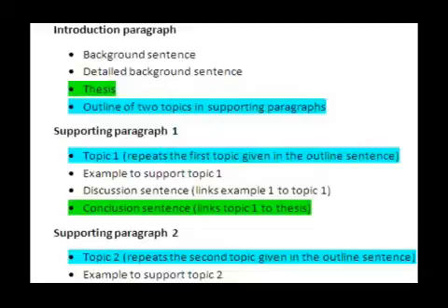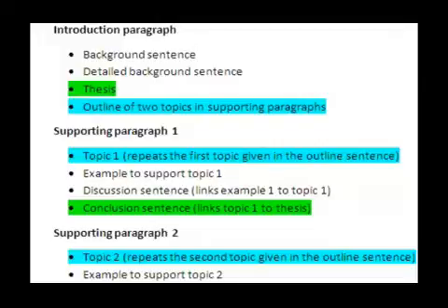So in the introduction paragraph, you have the background sentence, your detailed background sentence, which is just giving some background information about what you're going to talk about. Your thesis, which is the main idea of your entire essay. And so I've marked that in green. So everywhere that you see green in this skeleton is an area where the essay is linking back to the thesis and reinforcing the idea that was presented in the thesis.